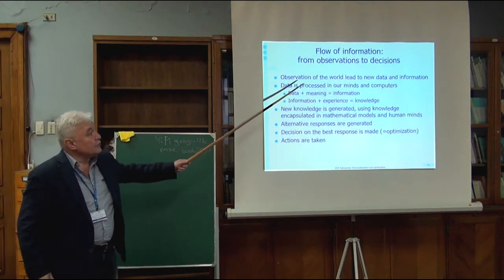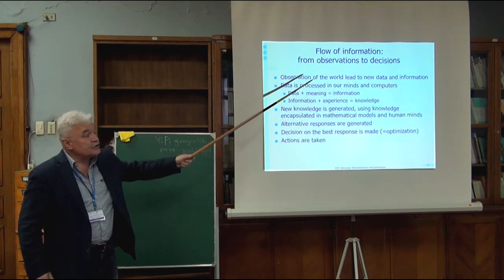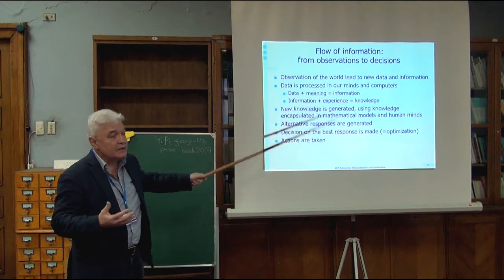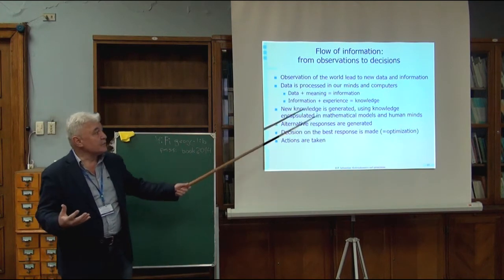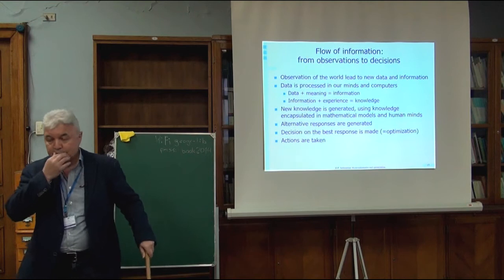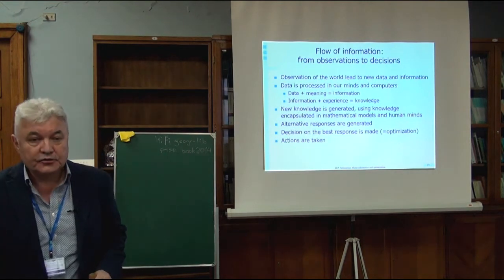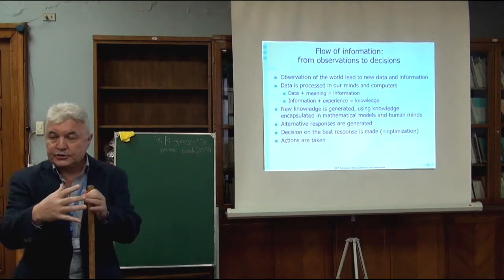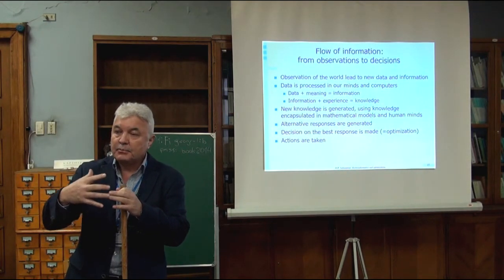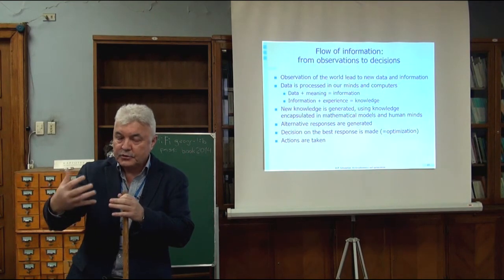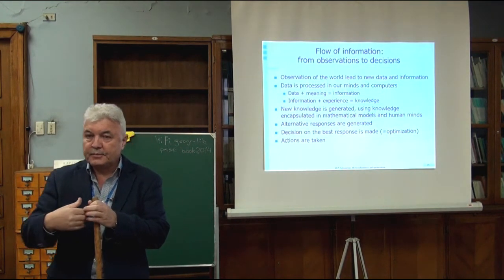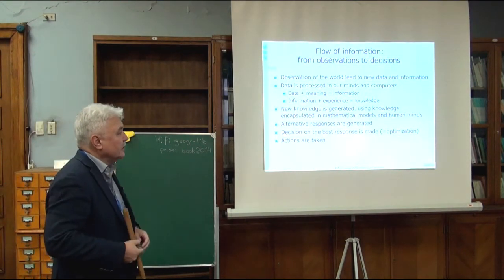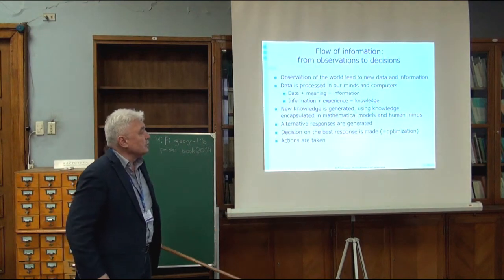So we move from observations to decisions. We first observe something, then data with meaning becomes information, and information plus experience, we call knowledge. And we think that models being run generate new knowledge, not data. Because all the knowledge which is in the models, all the numerical engines, all the mathematical models applied to the data generate new knowledge. So that's what is happening when we run models.